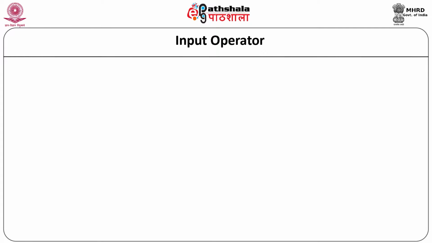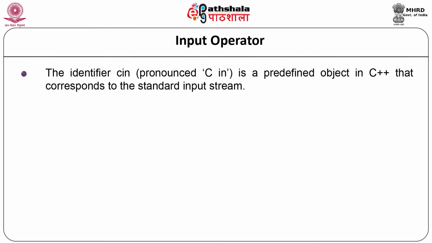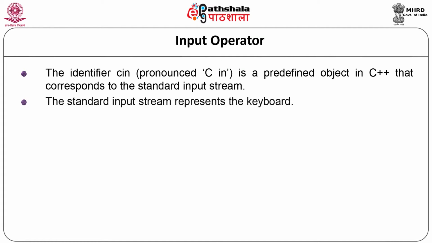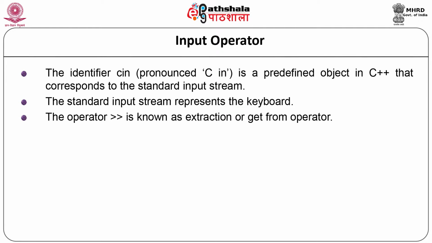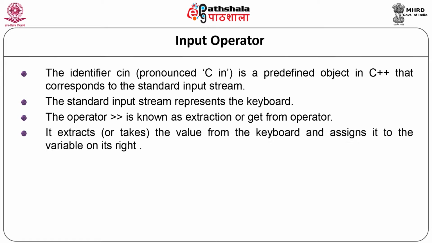Now let us see the input operator. The identifier cin is used as a predefined object in C++ that corresponds to the standard input stream. The standard input stream represents the keyboard. The operator >>, the greater than sign, is known as the extraction or get-from operator. It extracts or takes the value from the keyboard and assigns it to the variable on its right.